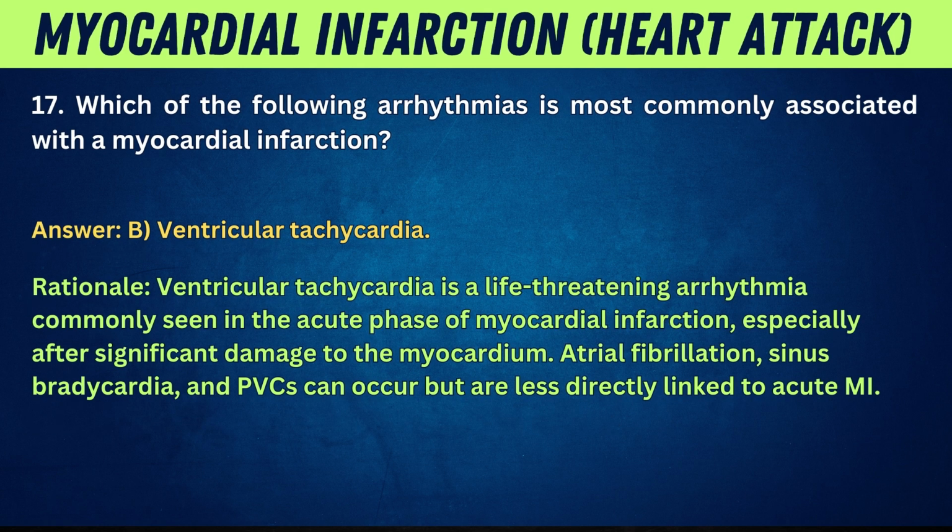Answer: B. Ventricular tachycardia. Rationale: ventricular tachycardia is a life-threatening arrhythmia commonly seen in the acute phase of myocardial infarction, especially after significant damage to the myocardium. Atrial fibrillation, sinus bradycardia, and PVCs can occur but are less directly linked to acute MI. 18.